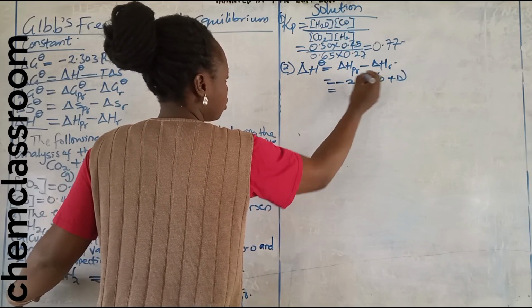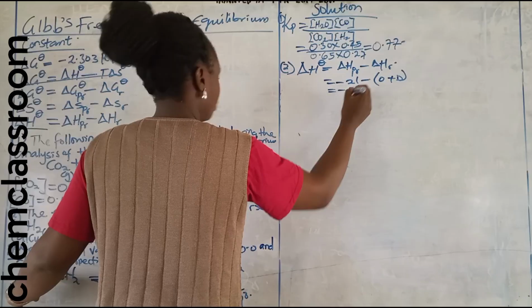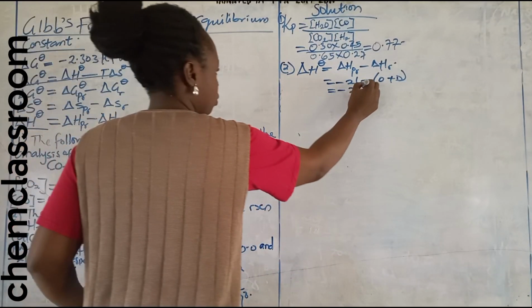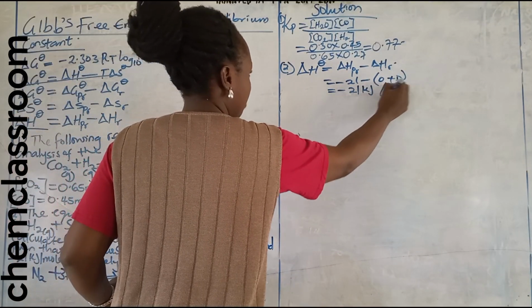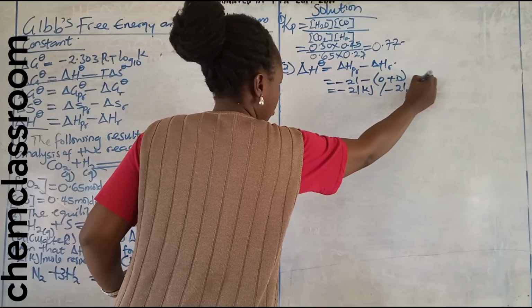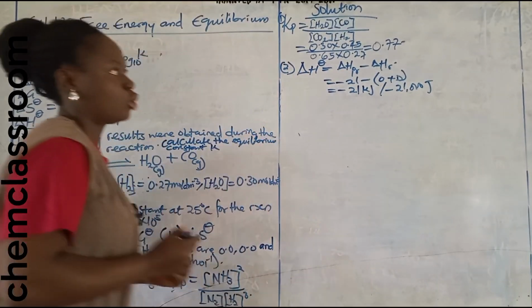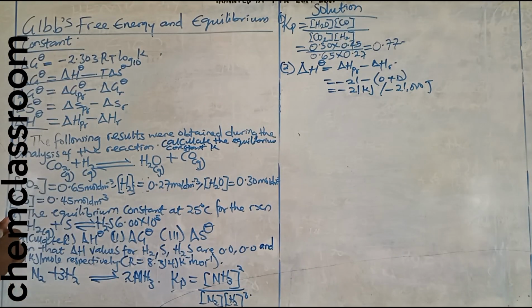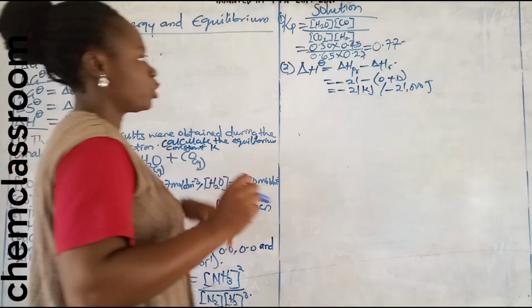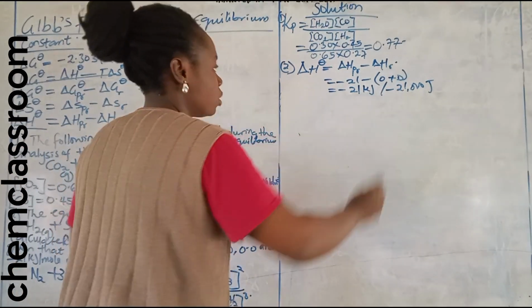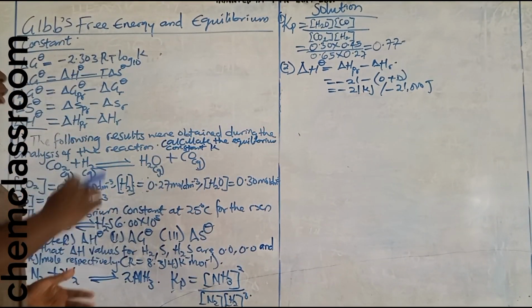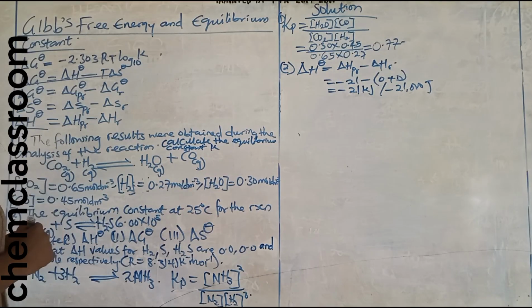So I still have minus 21 kilojoule, or minus 21,000 joule. Yes, whichever one you choose to use. But as we proceed, we will have to use the one with joule because we have to align with the other units in the question.